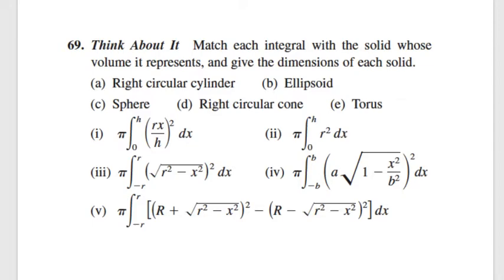Think about it. Match each integral with the solid whose volume it represents, and give the dimensions of each solid. So we'll only do the first part, the matching part. We have a right circular cylinder, an ellipsoid, a sphere, a right circular cone, and a torus. And then we have these five expressions that we need to match one by one.